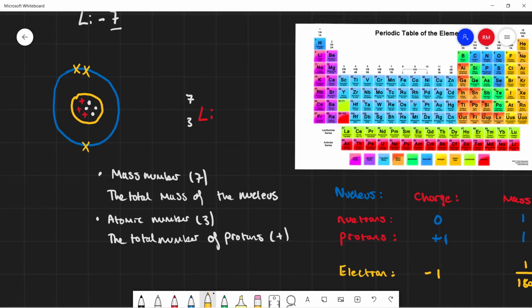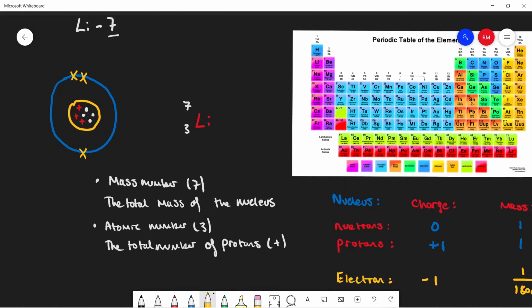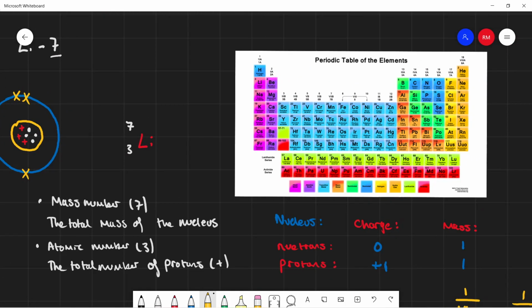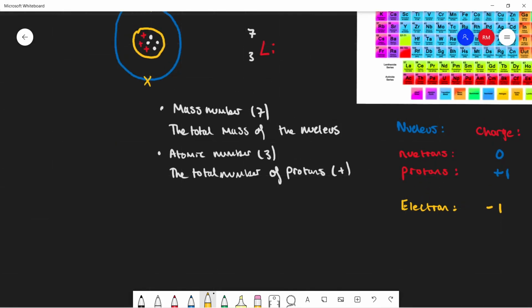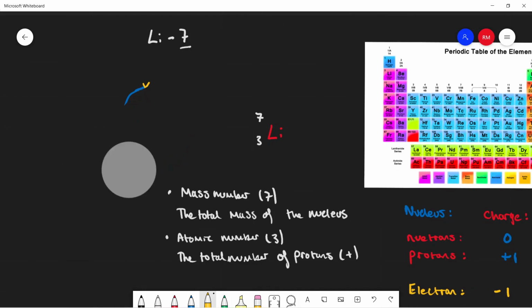So let's look at a different element here. Let's look at helium, just right over here in this corner in the periodic table. I'm just going to go with helium-4. So I'm just going to get rid of this stuff here.